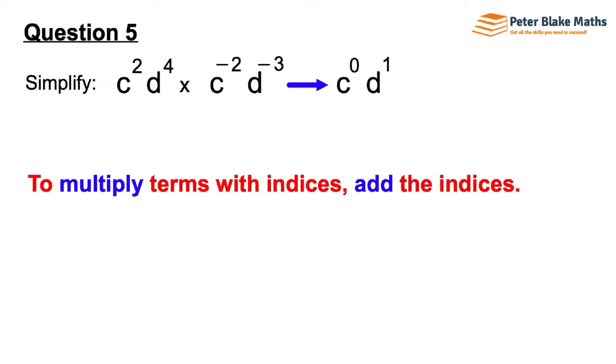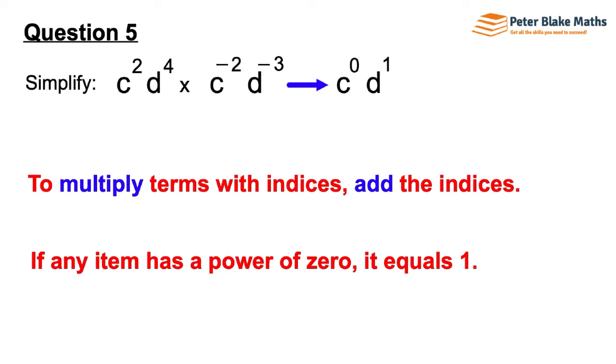So let's think about that a little further before we round off here. We have a rule that says if any item has a power of 0, that item equals 1. So c to the 0 there, that whole thing equals 1. So we end up with one lot of d to the 1. When you've got an index or a power of 1, we don't have to write that in either. So we end up with a 1 out the front really, and a power of 1, but we just have to write down d there.